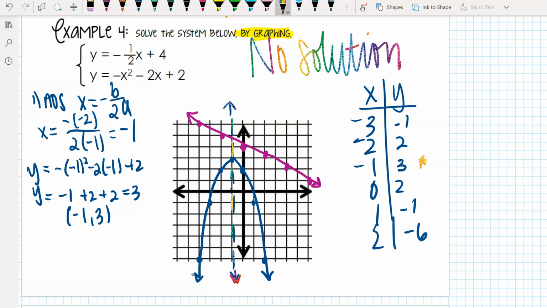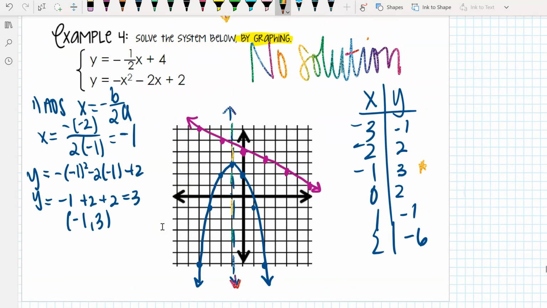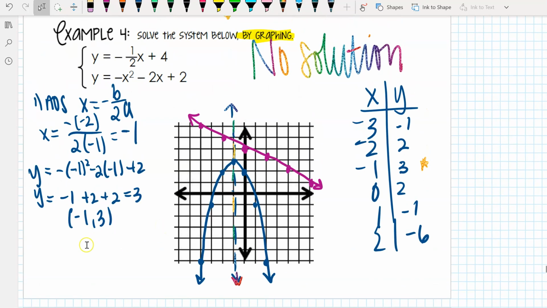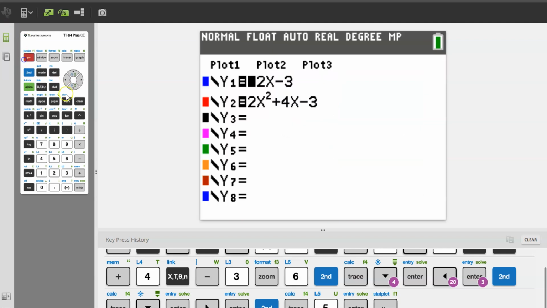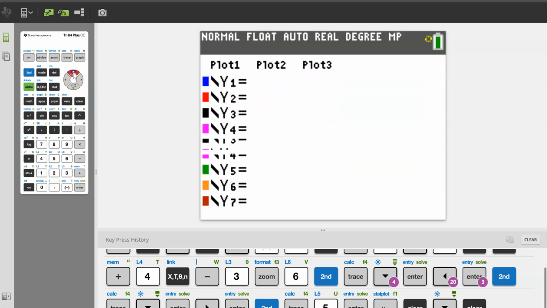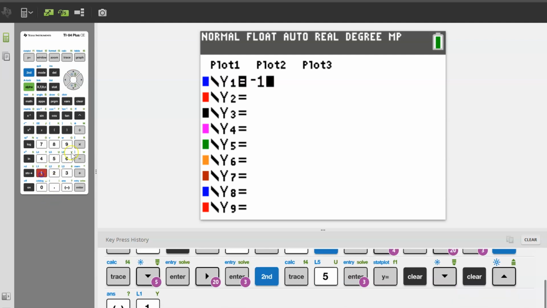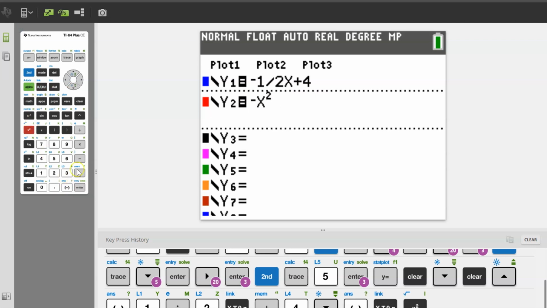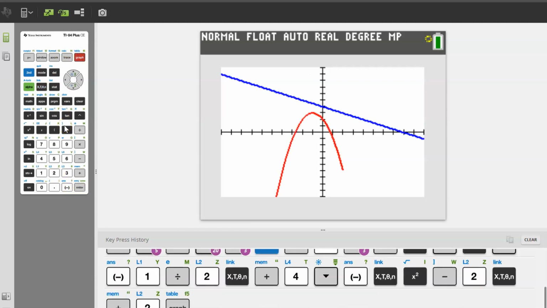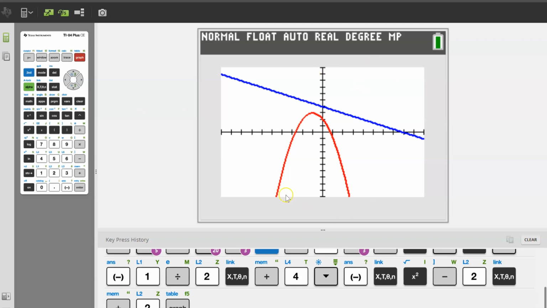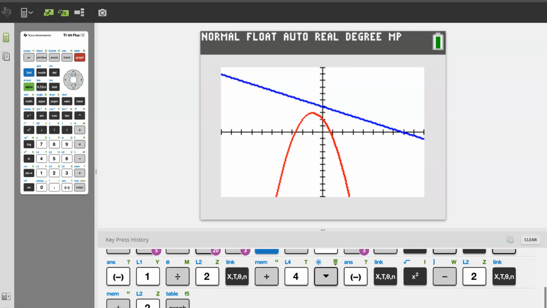Okay, so we're going to double check in our calculator. If you need to pause the video, do so, but we're going to jump over to the calculator real quick. So y equals, clear out what you had. So negative 1 divided by 2x plus 4. And then the next one, you should have negative x squared minus 2x plus 2. Okay, so linear, quadratic, you can see that it's pretty similar to what we drew in our picture, and they don't intersect anywhere, which means you don't have a solution.